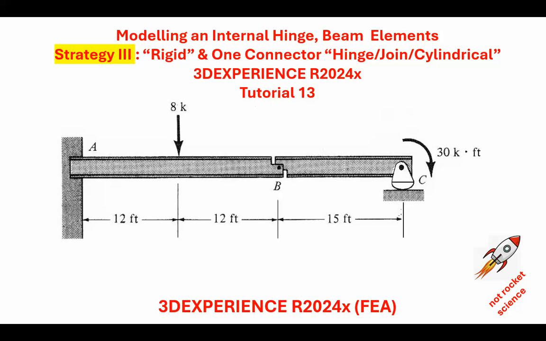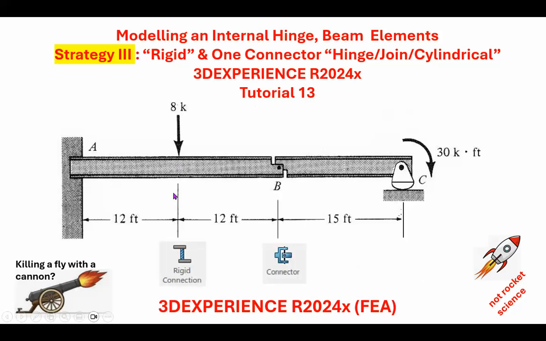Right now, instead of a tie or a connector, I will use a rigid connection to basically make AB one piece. Okay, so here's what's going to happen. I'll call this killing a fly with a cannon, because the first one is the obvious one, but these tutorials tell you how some of these other important connections are used in more complicated situations. So this is going to be a rigid connection, and this is going to be a connector where I make it a hinge basically.